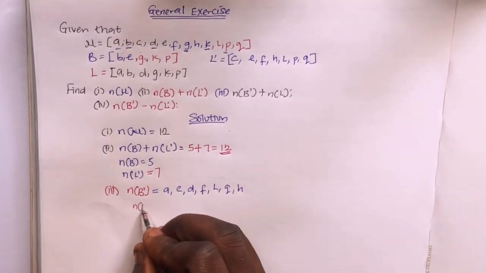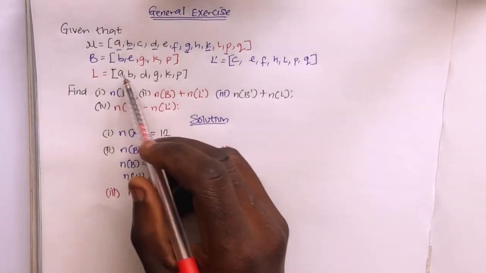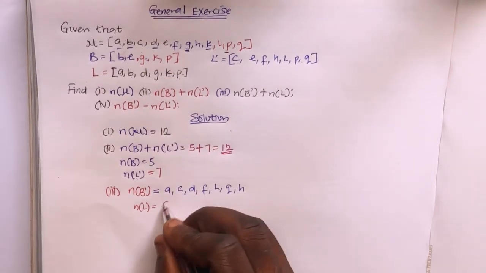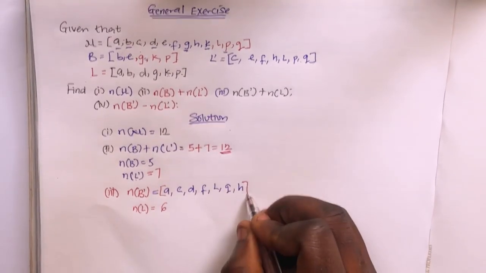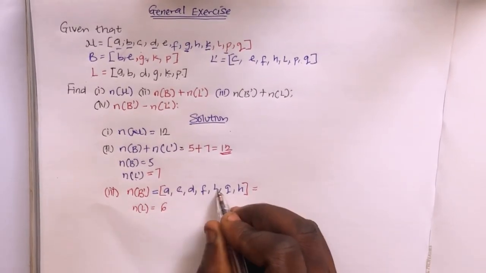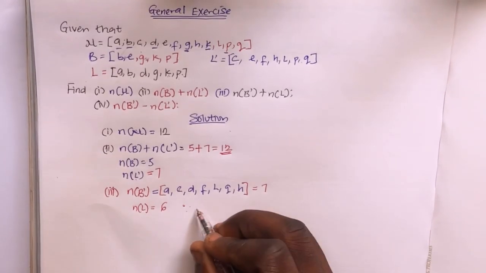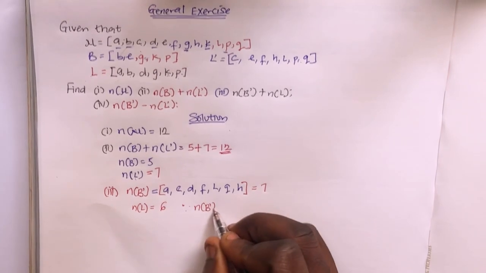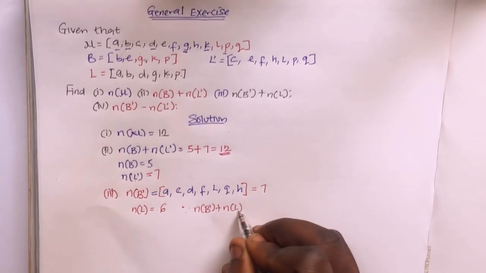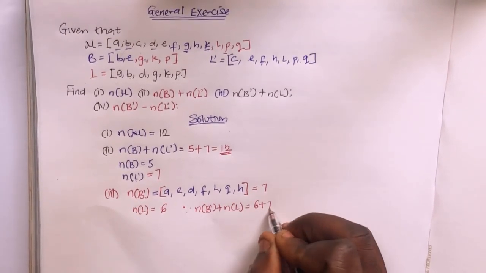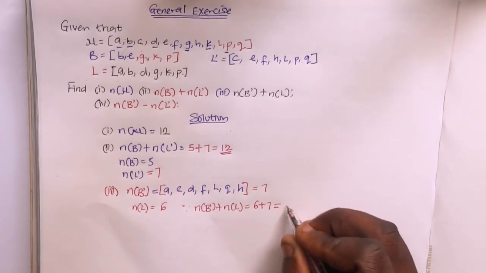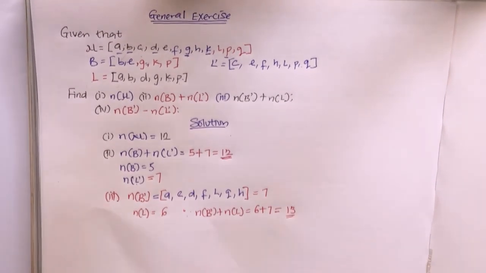Now let's go ahead and find the cardinality of L. The cardinality of L is 1, 2, 3, 4, 5, 6, which is 6. And the cardinality of B complement is 1, 2, 3, 4, 5, 6, 7, which is 7. So the cardinality of B complement plus the cardinality of L equals 6 plus 7. What's 6 plus 7? That's 13.